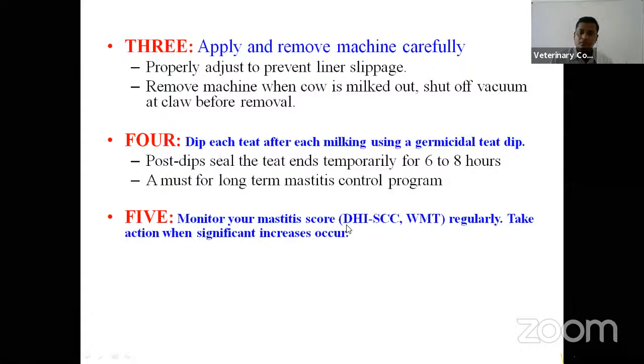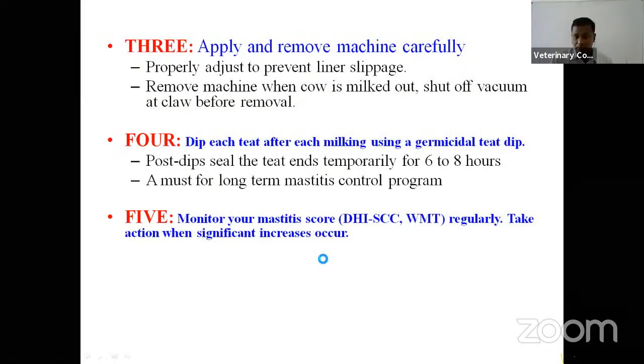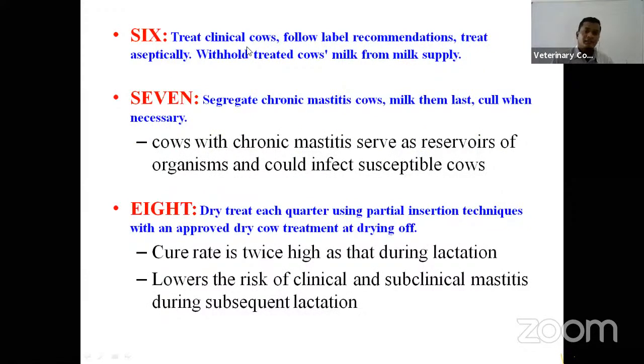Monitor the mastitis score. There are various kinds of scores that have been given. We'll study this in practical in detail. So you score the mastitis. Next, treat clinical cows, meaning affected cows, and withhold their milk from public distribution. Next, segregate chronic mastitis cows and milk them last.